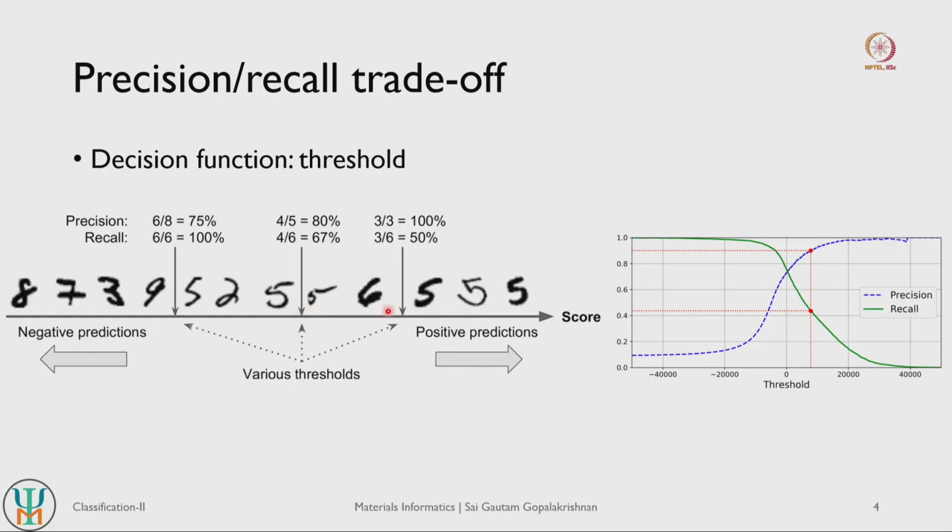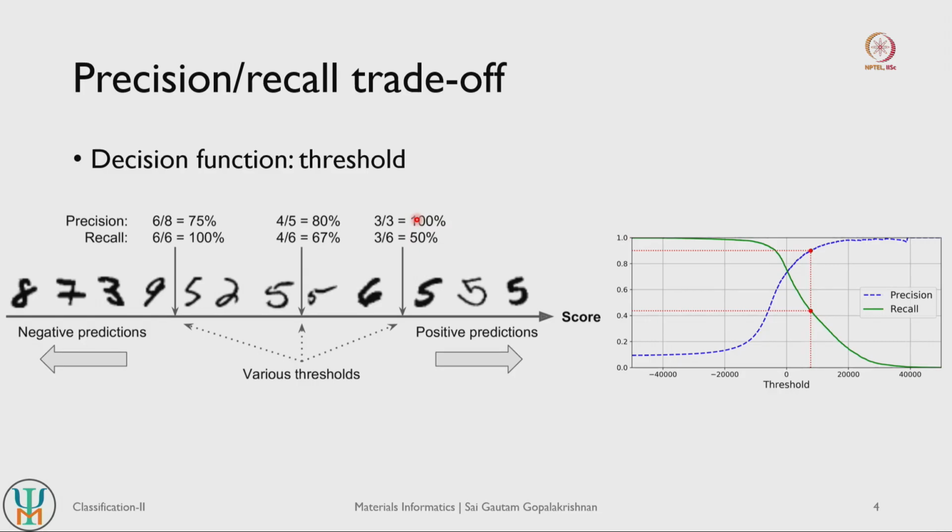Let us say you now increase the threshold of your decision function to much higher values. Only predictions above this threshold are predicted as positive by the model, and below this it predicts negative. If you increase the threshold, you see that the number of true positive predictions is 3, and there are no false positive predictions here. So the precision goes up to 100%.